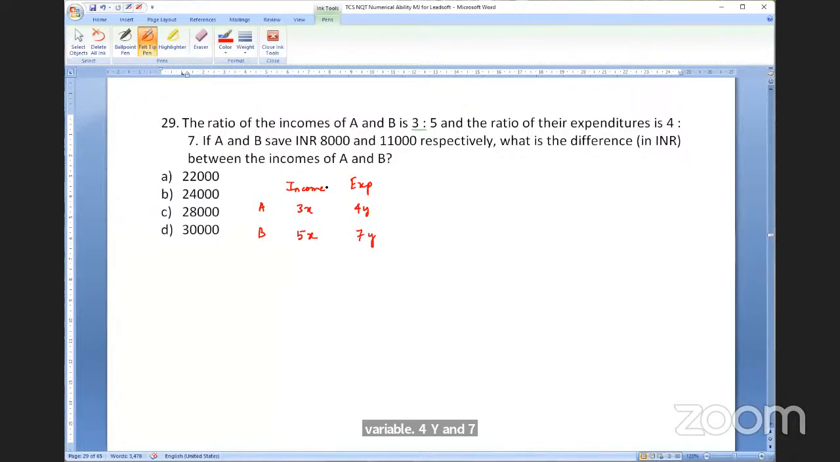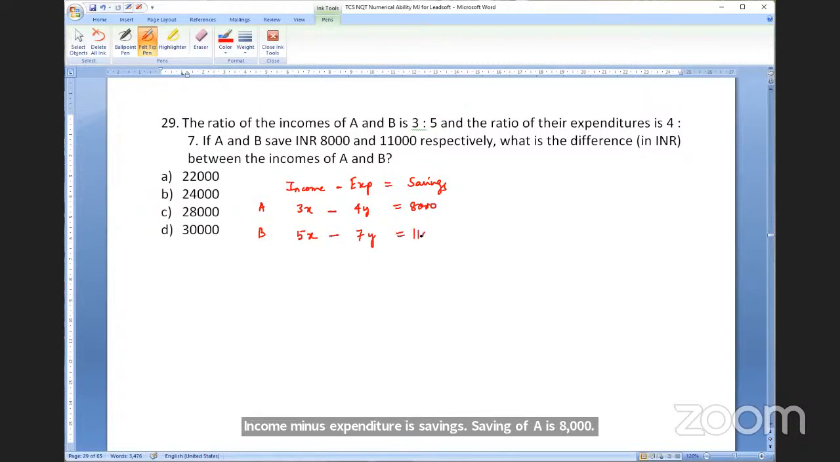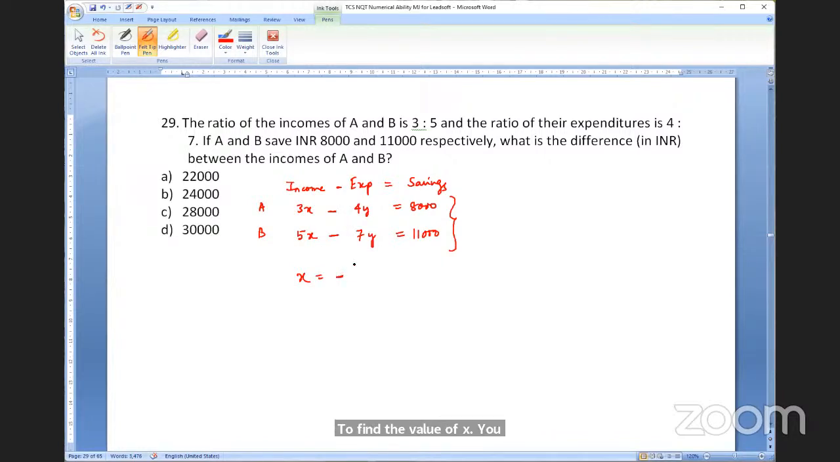A and B save. Now saving is income minus expenditure. Saving of A is 8,000 and saving of B is 11,000. Now you can see that you have got two simultaneous equations which need to be solved. And I'm giving you one wonderful method to solve the simultaneous equation without actually using the simultaneous thing. To find the value of x, you hide x and put a minus sign and then cross multiply. 4 into 11,000 is minus 44,000.